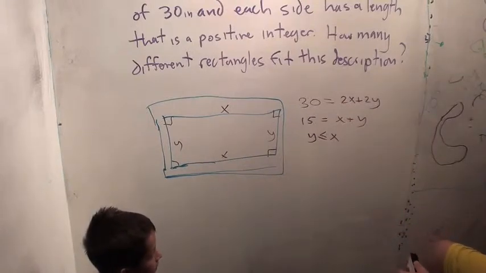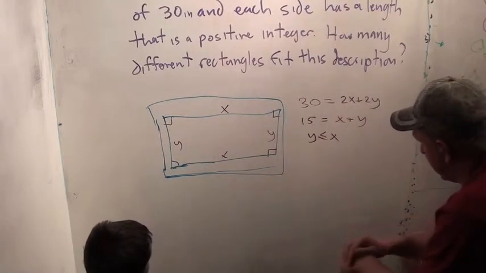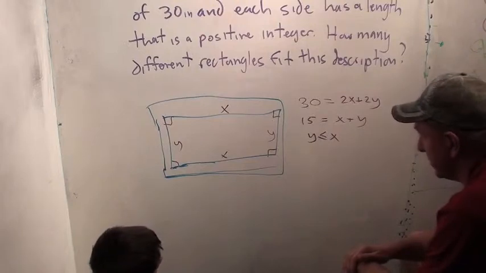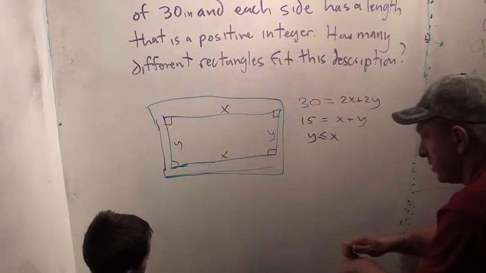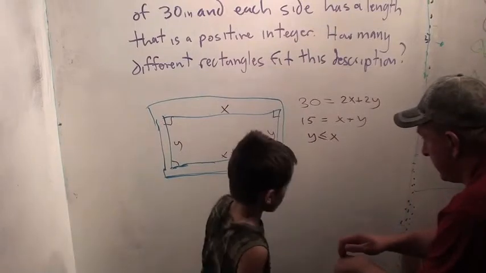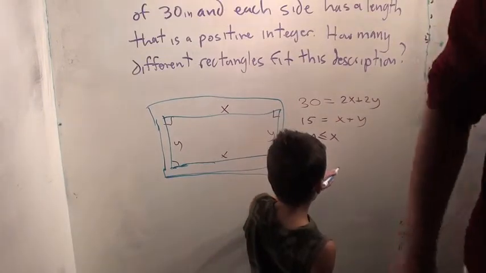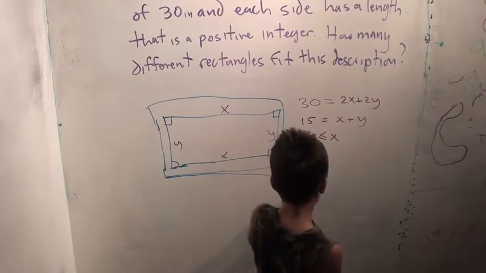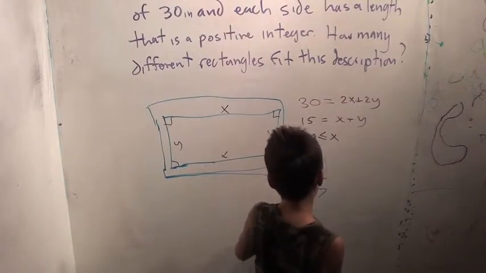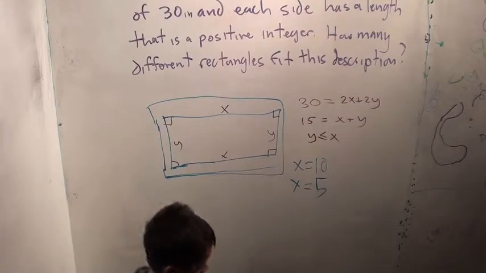Alright, so how many solutions are there to x plus y equals 15 if y is less than or equal to x and x and y are positive integers? What could be one solution? Well, if x equals 10 and y equals 15. I mean 5. Okay. Alright, that's one solution. Okay, x plus y equals 15.